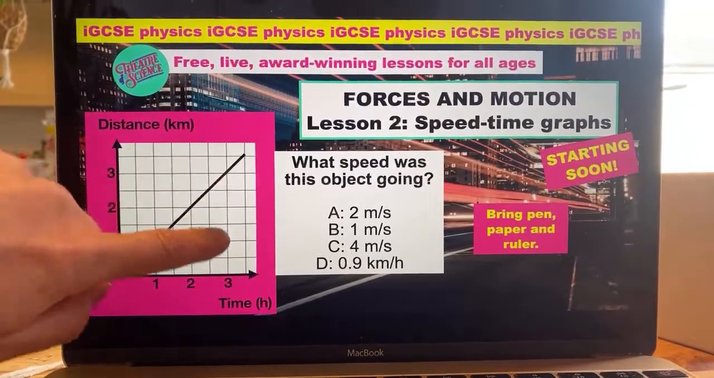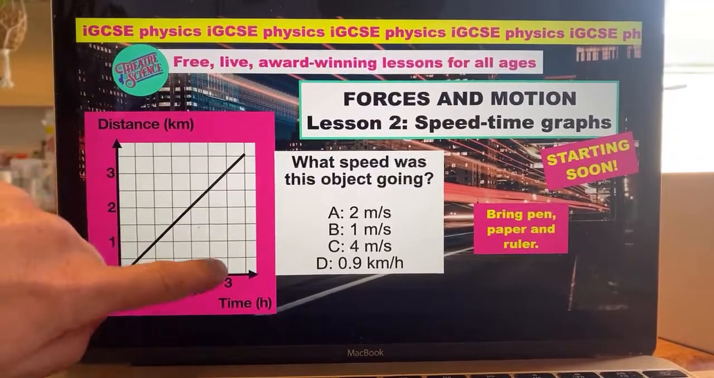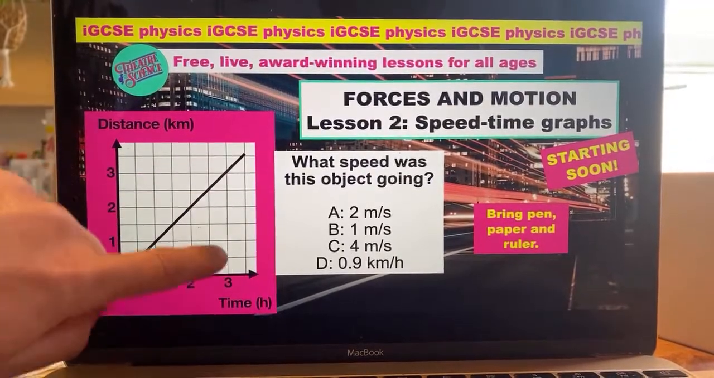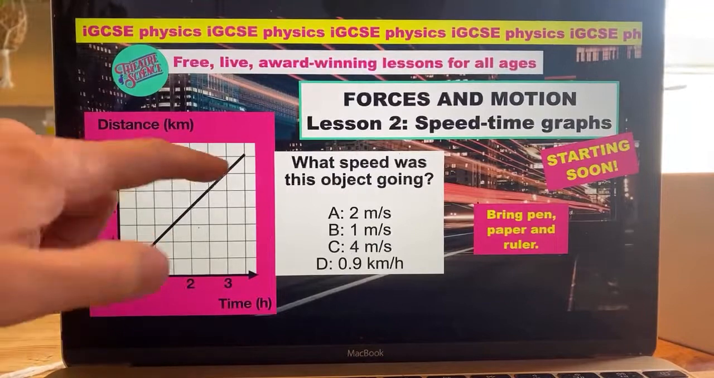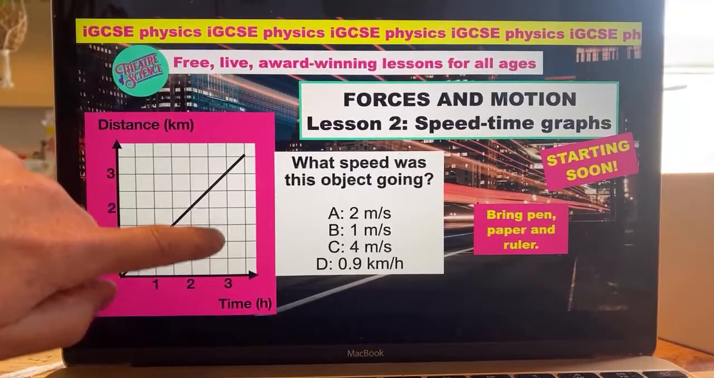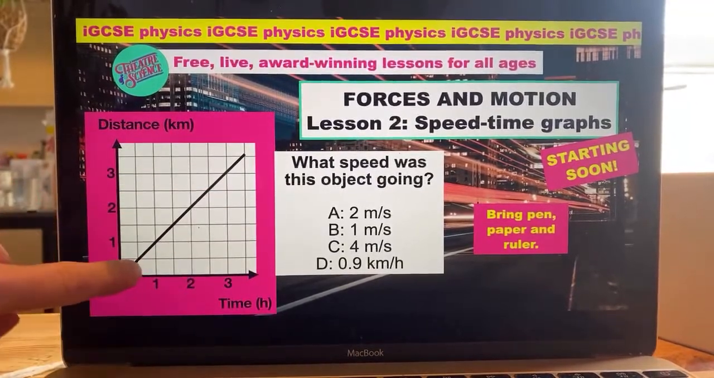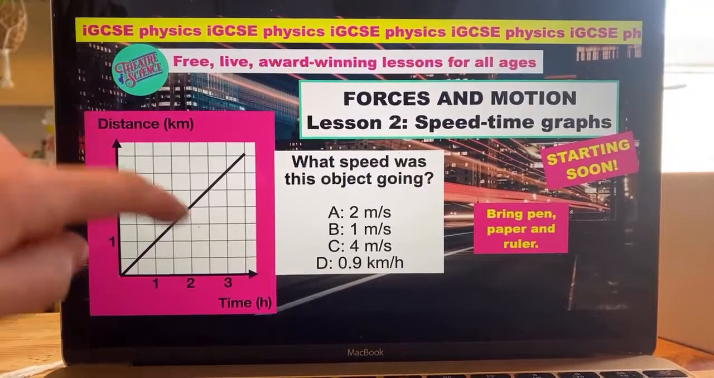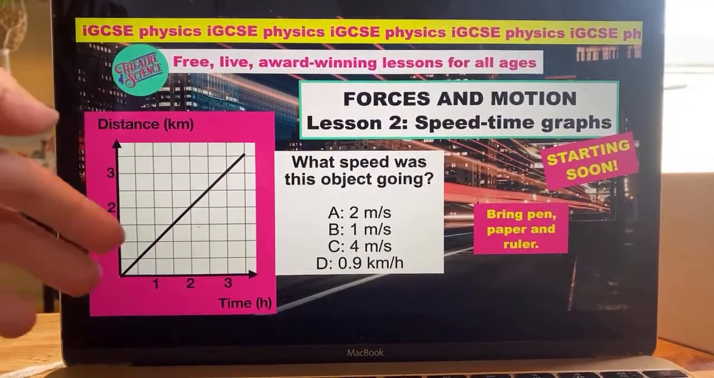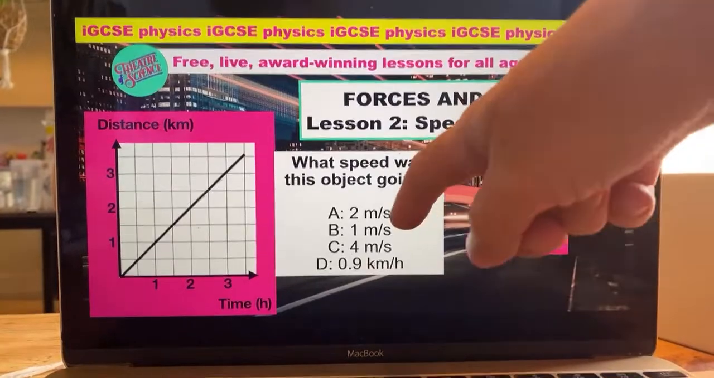So I'm going to draw my triangle here and say, okay, the distance there is 3 and the time there is 3. So to work out the gradient of that graph, you do the distance, which is 3, divided by time, which is 3, because speed equals distance divided by time. And what's the answer? Well, the answer's 1, isn't it? So surely the answer was B.